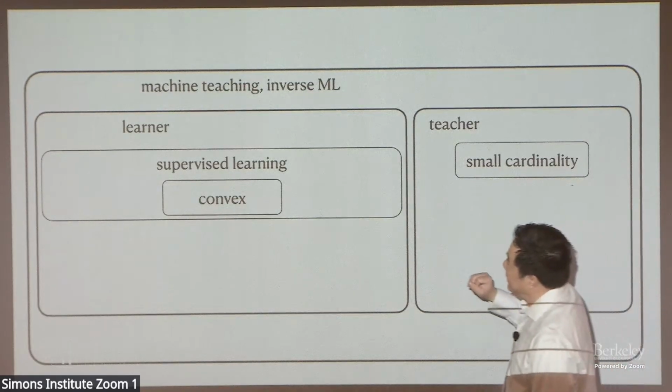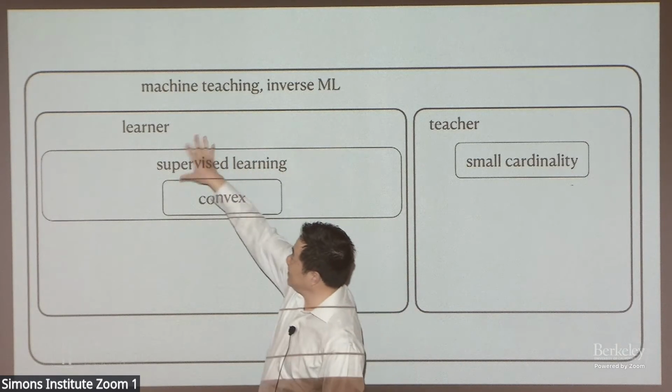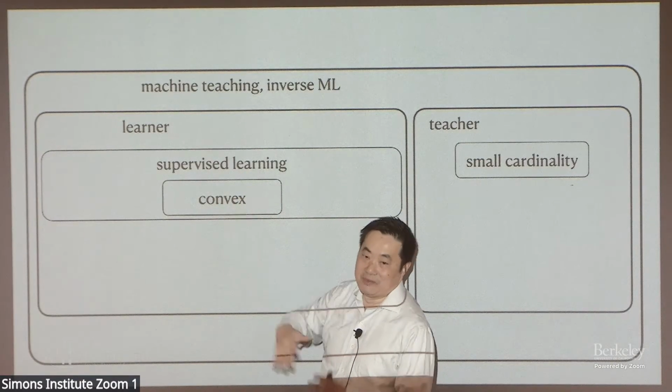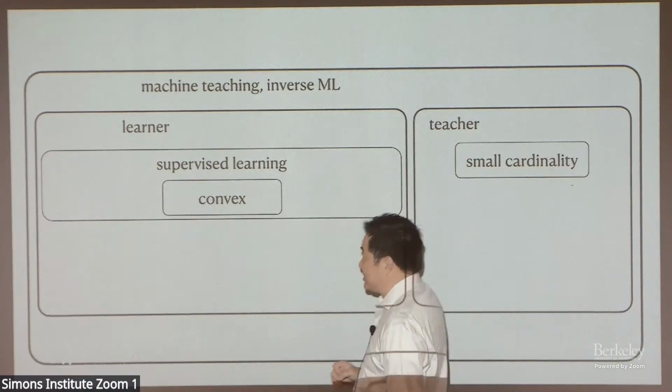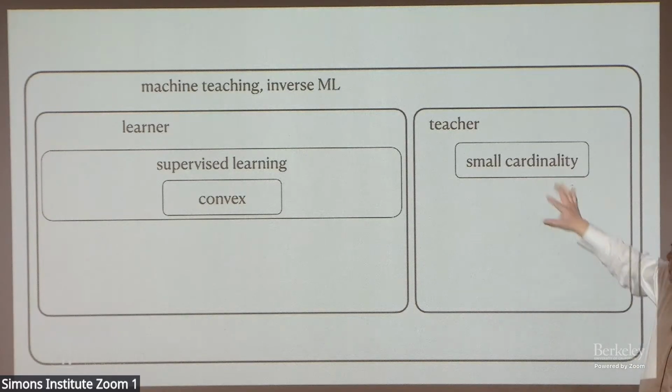So far, I have been discussing machine teaching as an inverse machine learning problem, where the learner is a supervised learner that pretty much does a convex optimization problem. Think of it as large margin. You have your hinge loss and so on. The teacher may prefer a smaller cardinality of the teaching set. That's so far the setting, and we will see many related but different setups for this kind of inverse problem.